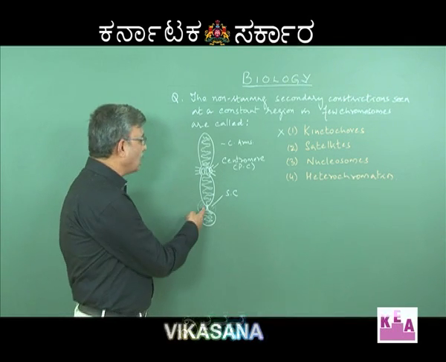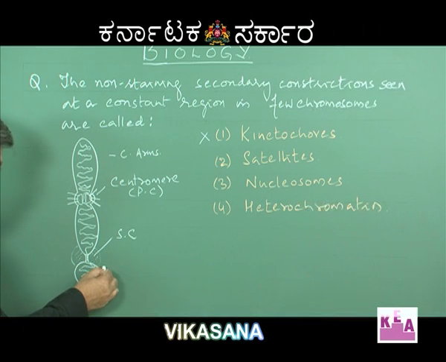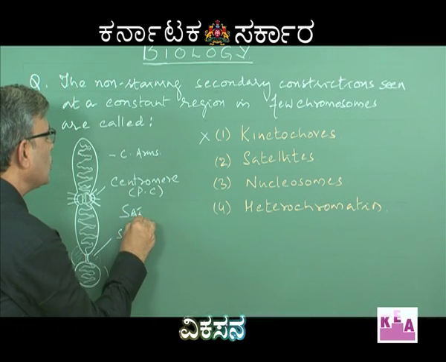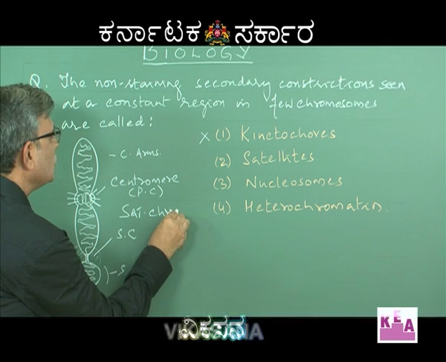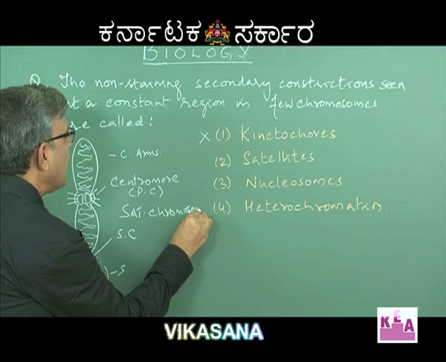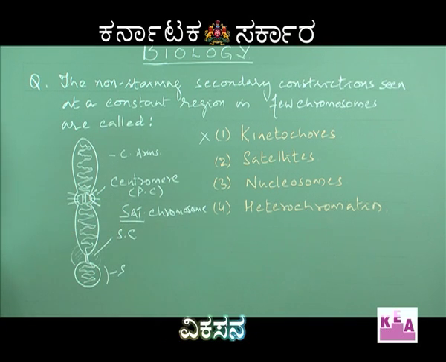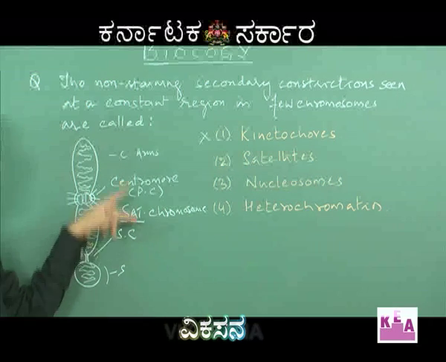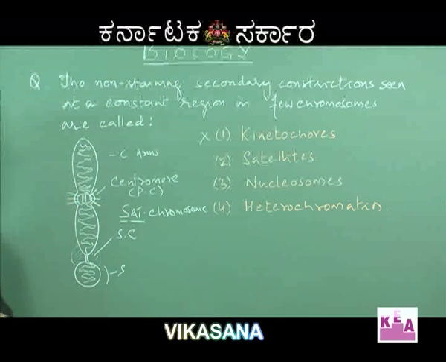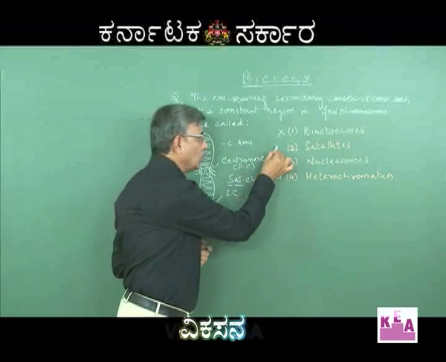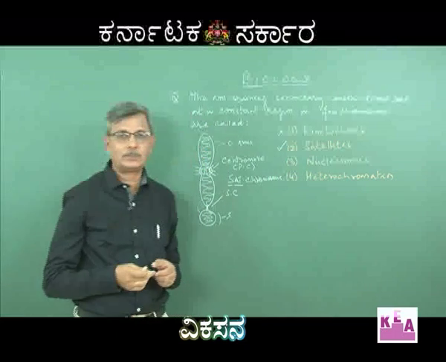And the part after the secondary constriction is called satellite, and such a chromosome is called SAT chromosome. SAT refers to sine acido thymidino, thymidylic acid is absent there, and these are the regions where the staining is going to be minimum, non-staining, and thereby option 2 is the answer for us.